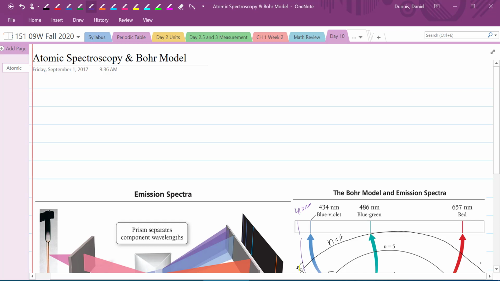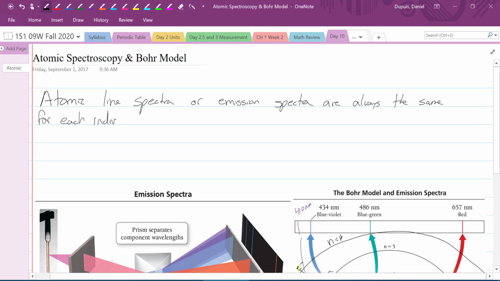Right, we got atomic spectroscopy and the Bohr model. Alright, so atomic line spectra, or sometimes as we call them, emission spectra, are always the same for each individual element. And this is similar to a fingerprint.